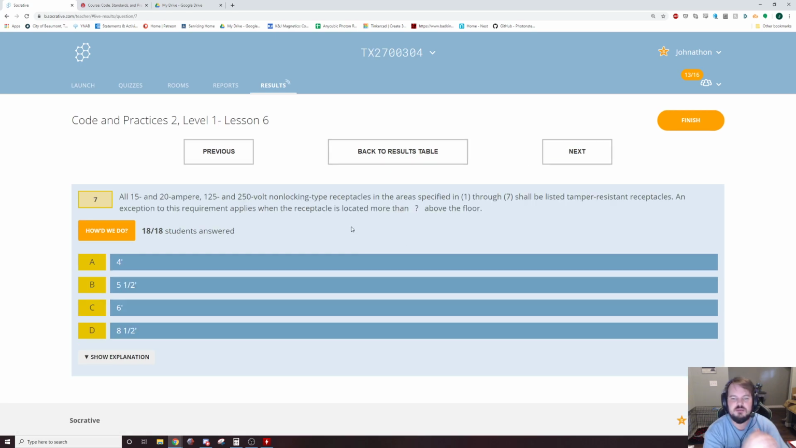All right. 15 and 20 amp, 125 and 250 volt, non-locking type receptacles in the areas specified in 1 through 7 shall be listed tamper-resistant receptacles. An exception to this requirement applies when the receptacle is located more than blank feet above the floor. That's obviously in the receptacles section. So 406.